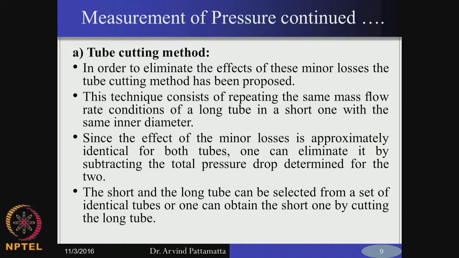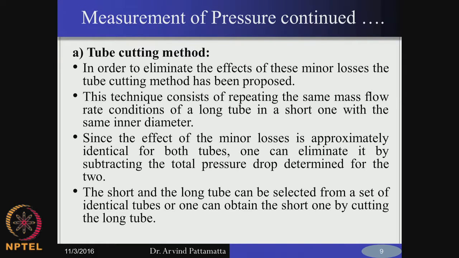As it says, this technique consists of repeating the same mass flow rate conditions of a long tube in the short one with the same inner diameter. If you want to measure the delta P, you have to make sure the mass flow rate is the same, because your delta P is a function of flow rate. Since the effect of the minor losses is approximately identical for both tubes, we just do a subtraction of delta P between the longer and the shorter tube.